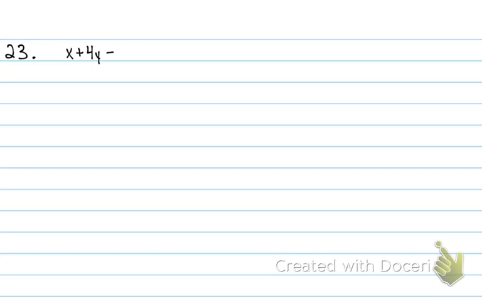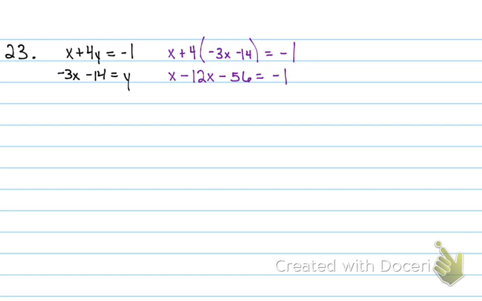On 23, we had to use substitution. So we're looking for one of the equations to have x or y solved for. Do I have that on 23? Is y solved for on any of them? Yes, it's solved for here. So -3x minus 14 gets plugged in for y on the first equation. That's what I did. Okay, that's what you see in parentheses. And again, you might need to pause this. I might go a little too fast on the recording, but you're going to do distributive property. X minus 12x minus 56 equals -1.